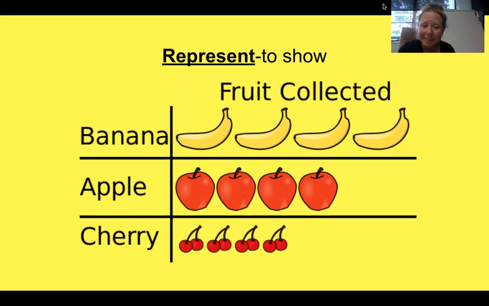Let's talk about it. The banana is represented by showing a picture of a banana. The apple is represented by a picture of an apple. And the cherries are represented by a picture of cherries. To represent means to show something.